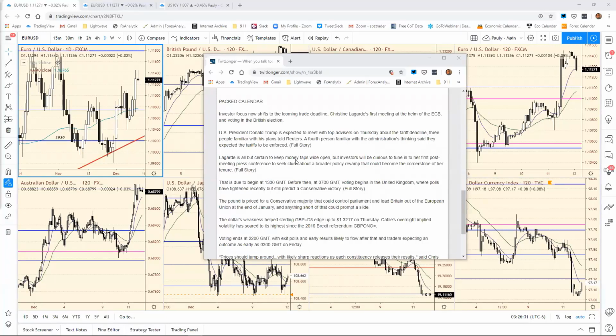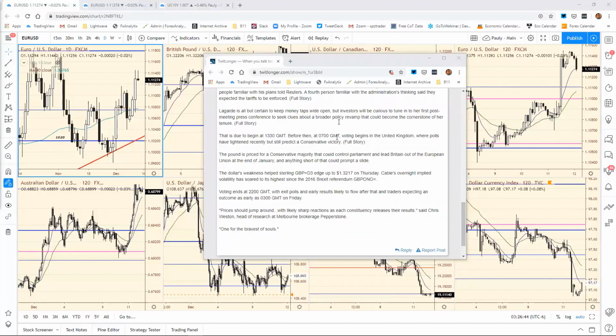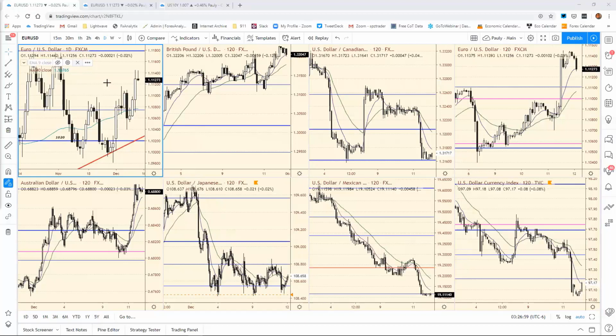The dollar's weakness is helping sterling edge up to 1.3217 on Thursday. Cable's overnight implied volatility has soared to its highest since 2016, since the Brexit referendum. Prices should jump around with likely sharp reactions as each constituency releases its results, said Chris Weston, head of research at Melbourne brokers Pepperstone. One for the bravest of souls. So with that, let's move into our analysis and get started.